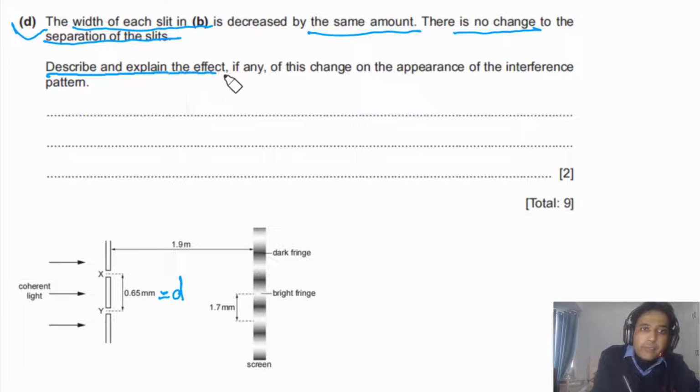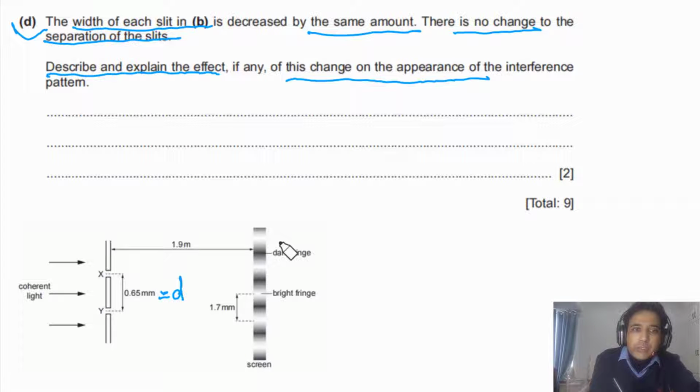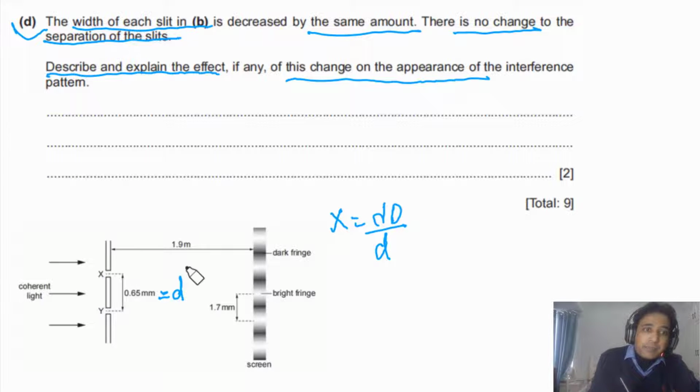Describe and explain the effect, if any, of this change on the appearance of the interference pattern. Means what is the effect of this change on this pattern. So first of all, we need to understand we are talking about double slit. So from here we can say x will be equal to lambda times capital D divided by small d. As all these quantities are the same, small d is the same, capital D is the same, and we are using the same light, it means x is also the same.